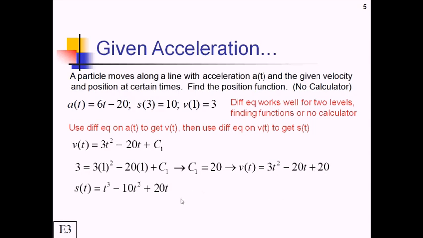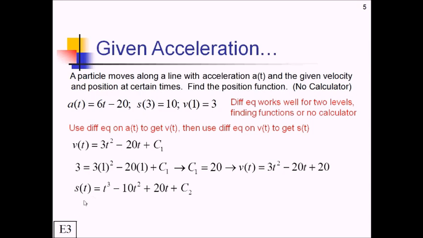And you guessed it, we're going to add c1, or c2 rather, is our constant, c2, because we already used c1 up there. So this is a different constant. Now we have to solve for c2 in order to get our position function completed. So I have a position of 10 when I plug in the t value 3.